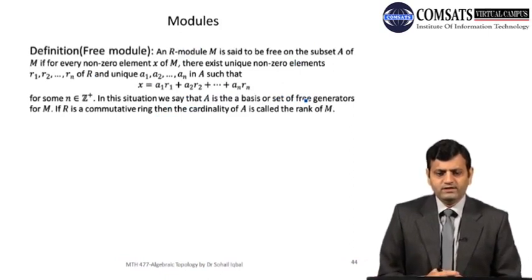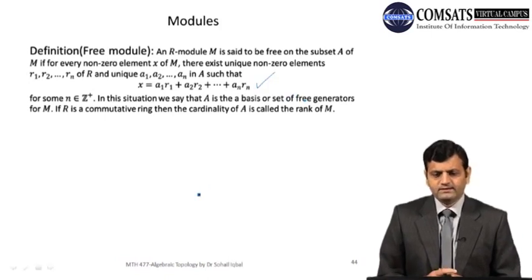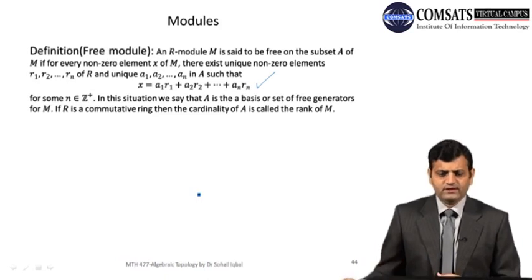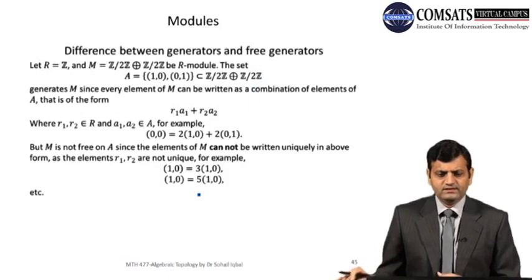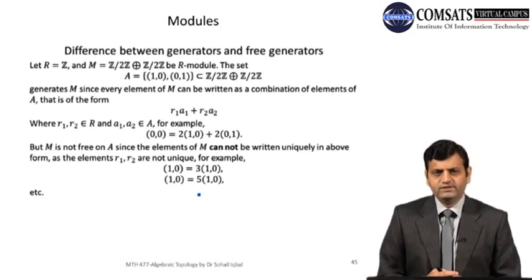Last but not least, we have this definition of free module. An R-module M is said to be free on a subset A of M if for every non-zero element x of M there exist unique non-zero elements r1 up to rn such that this element x can be written in this form. Now this looks very similar to finitely generated modules. That's why we have included this example of the difference between generators and free generators.